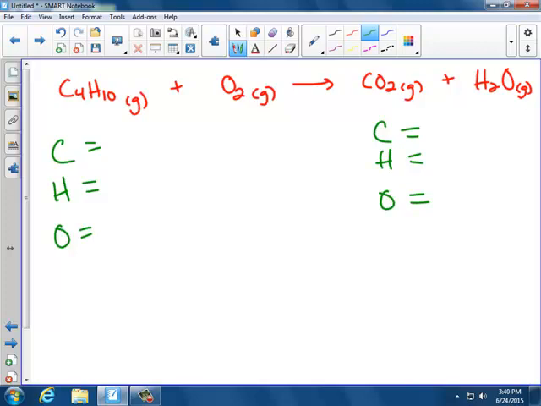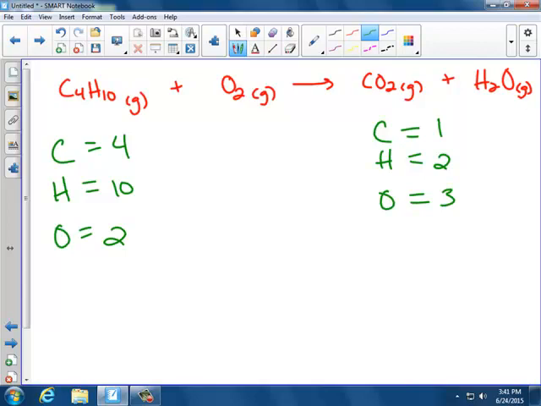So what do we have here? We have 4 carbons on the reactant side, 10 hydrogens, 2 oxygens. Product side, we have 1 carbon, 2 hydrogens, 3 oxygens total. We have 2 in the carbon dioxide, 1 in the water. We are not balanced here.